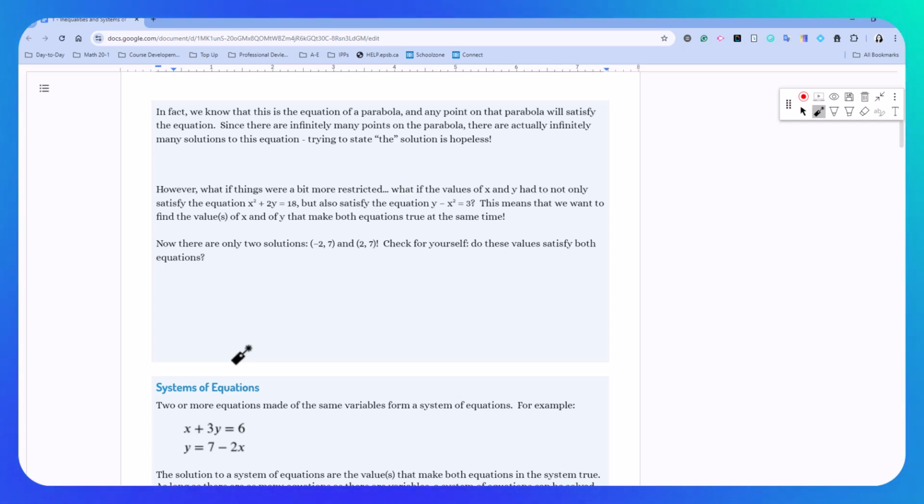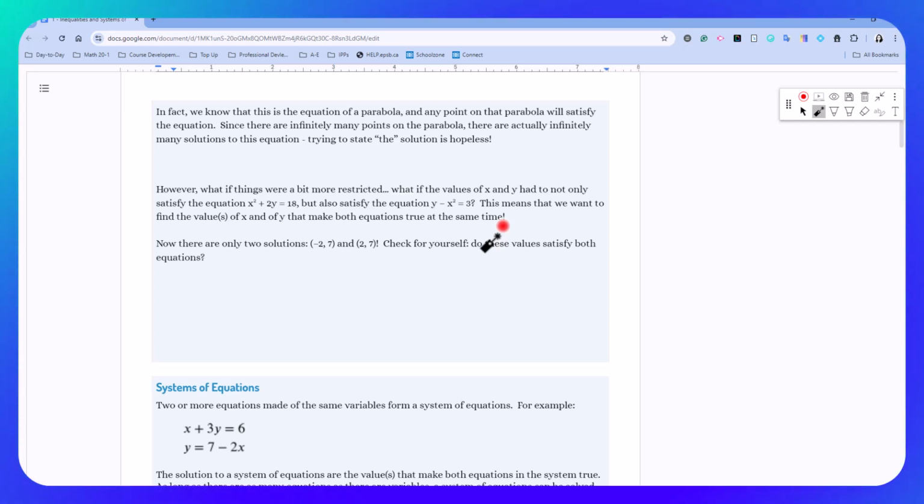However, what if things were a bit more restricted? What if the values of x and y not only satisfied this equation, but what if they're going to satisfy this one? What does that mean? Well, this means we want an x and y that if we plug it in here, or if it plugs in here, they will make both equations true at the same time.